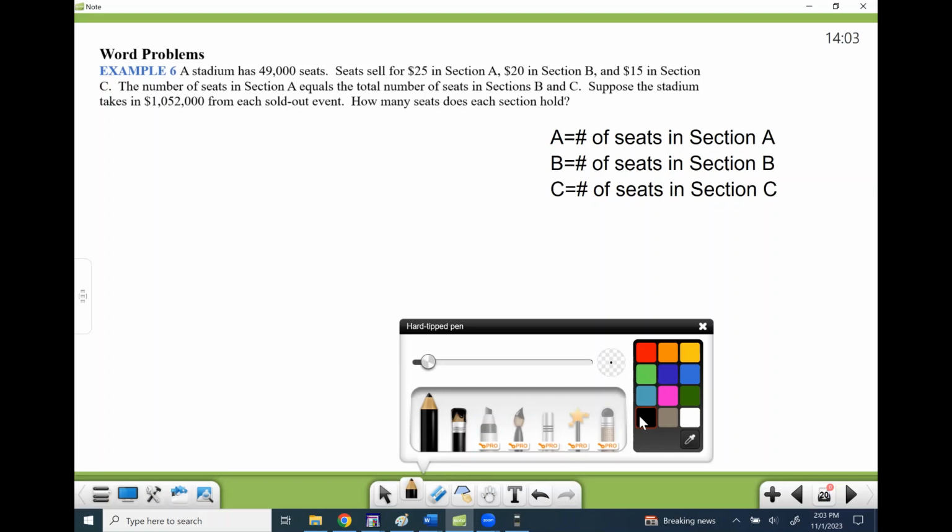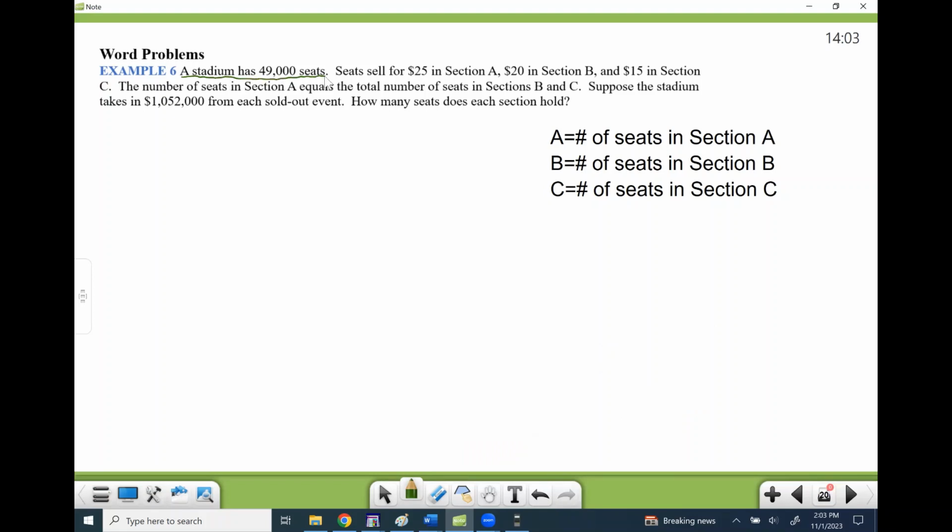Okay, so I'm going to start off with the very first sentence that says that a stadium has 49,000 seats.